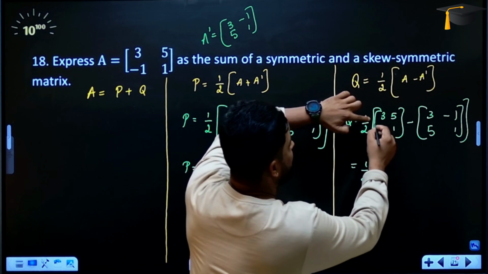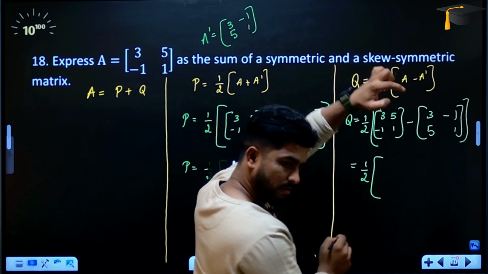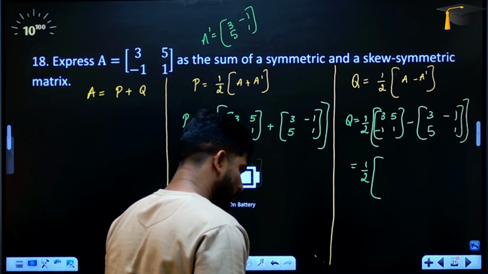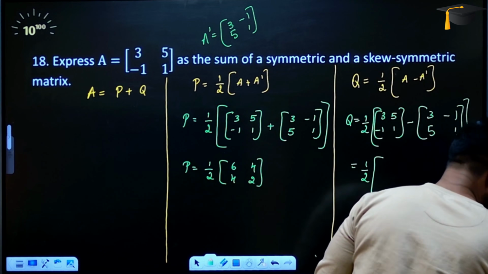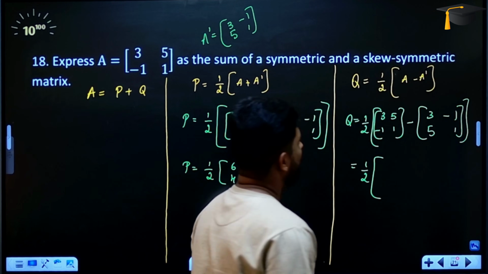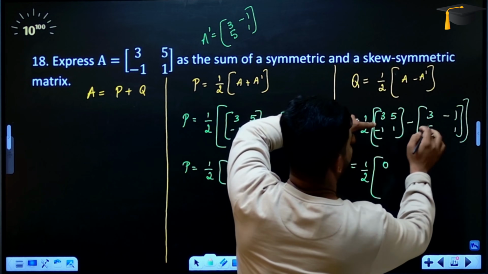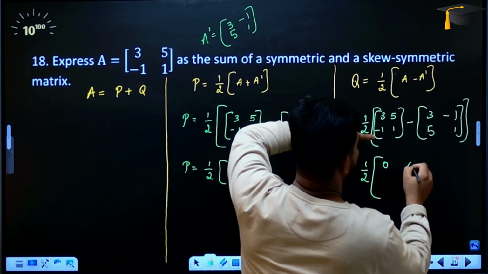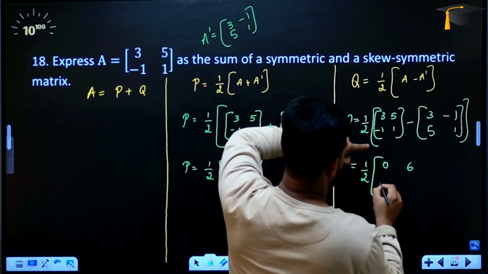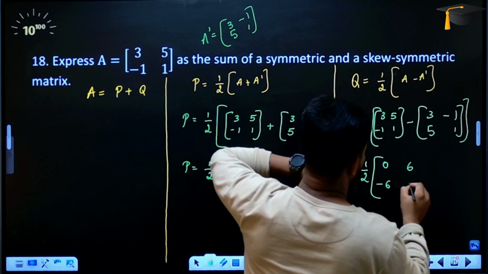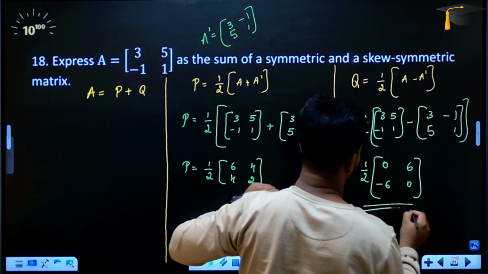Okay, now 3 minus of minus 3. What is 3 minus of minus 3? It is 0. 5 minus of minus 1 becomes 6. Next, minus of this is minus 6. And 1 minus 1 is 0. So this is the Q matrix.